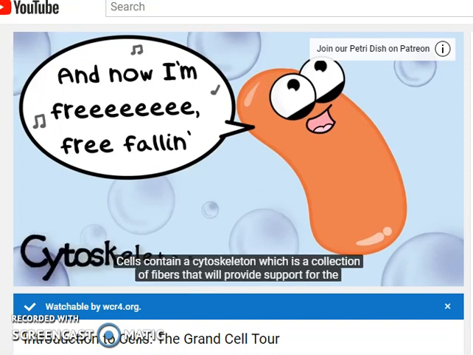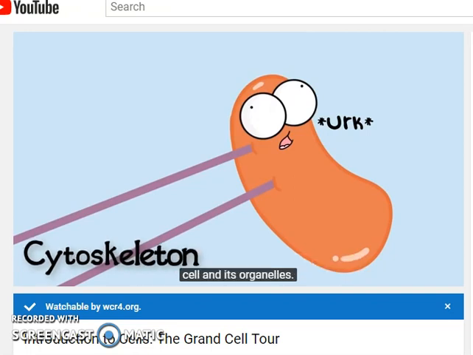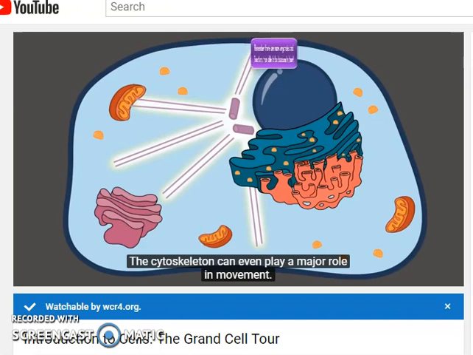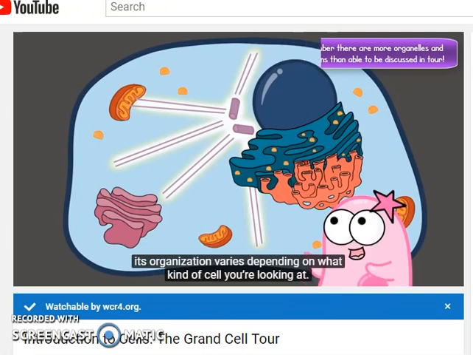Cells contain a cytoskeleton, which is a collection of fibers that can provide support for the cell and its organelles. And the cytoskeleton can even play a major role in cell movement. The cytoskeleton actually deserves its own video, because it's very complex, and its organization can vary depending on what kind of cell you're looking at.